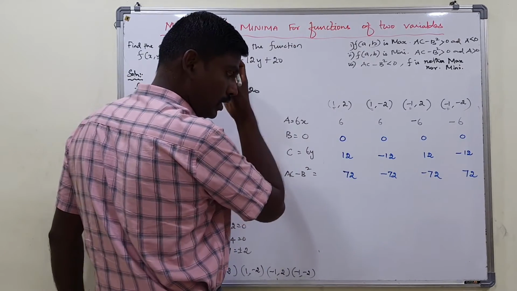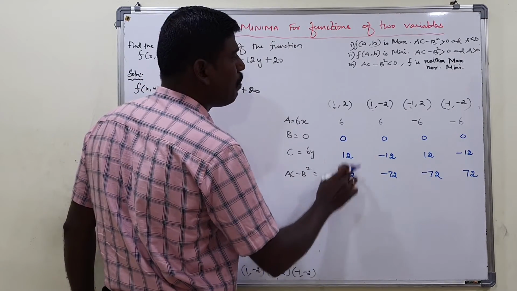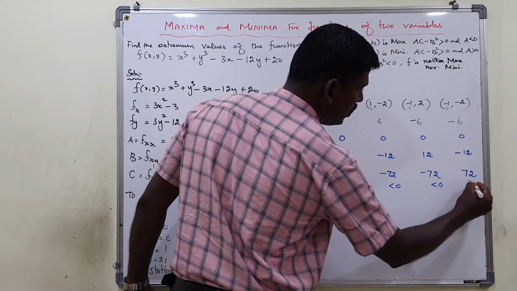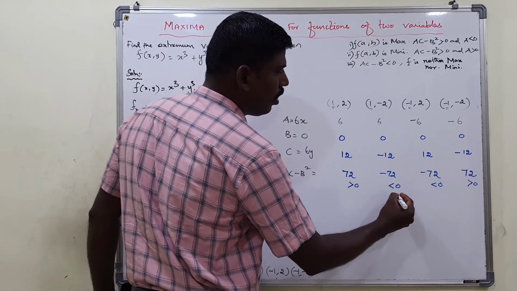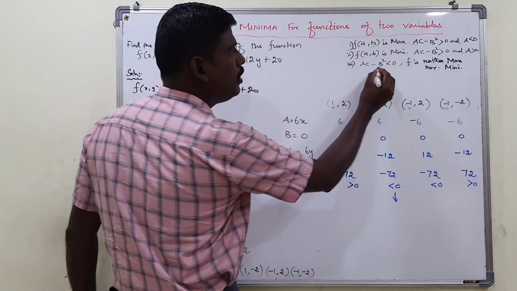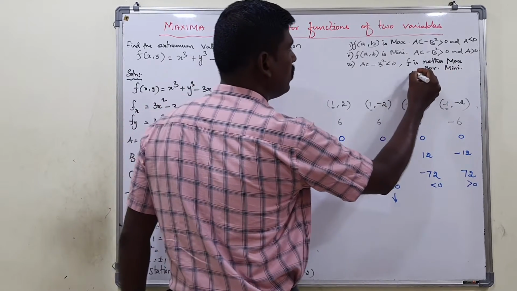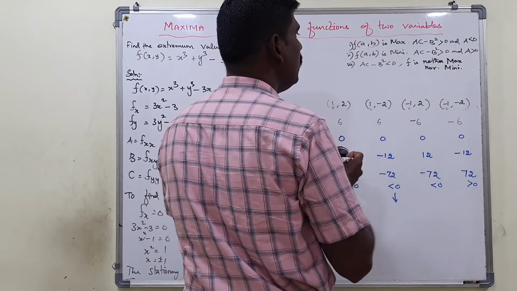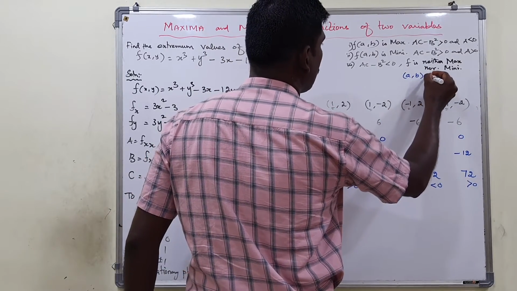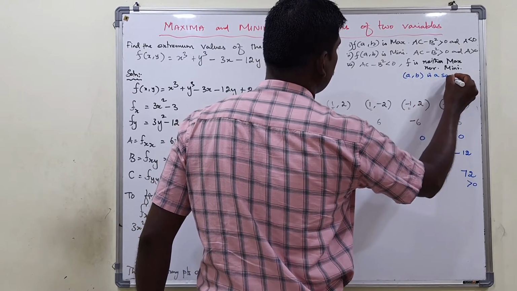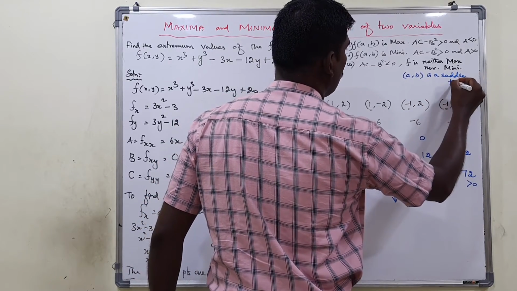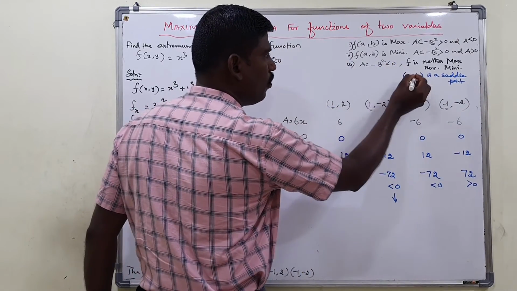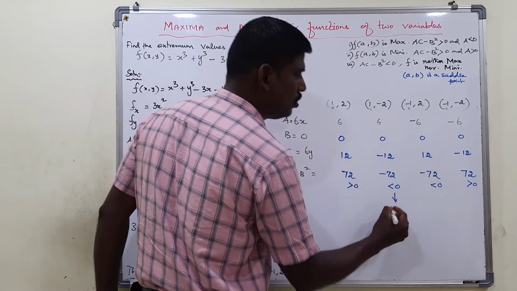Right? So look at that. The value of AC minus B square is positive at this point, which is positive, which is negative. This is negative. This is positive. Right? So what can we say about the value of AC minus B square being negative? F has a saddle point. That means A comma B is a saddle point, isn't it? Neither takes minimum or maximum, so A comma B is a saddle point. Look at here, the value of AC minus B square is negative, that is less than 0. Therefore, A comma B is a saddle point. So 1 comma minus 2 is a saddle point.